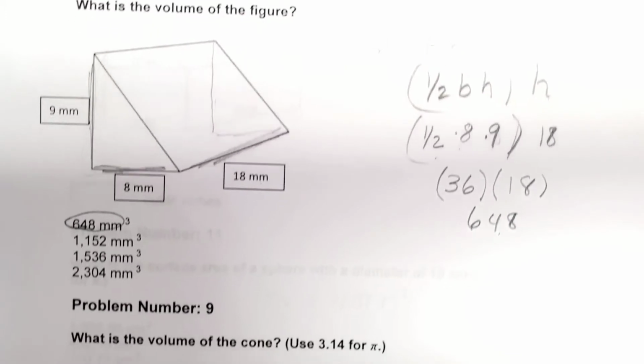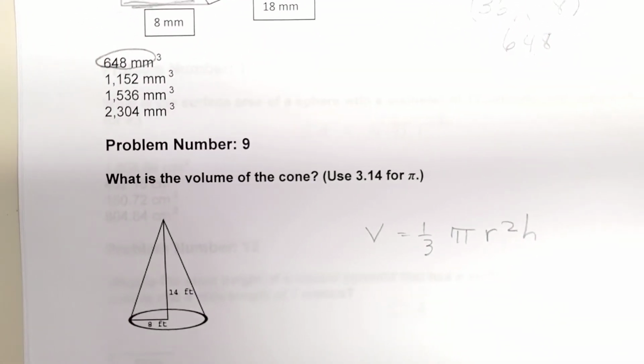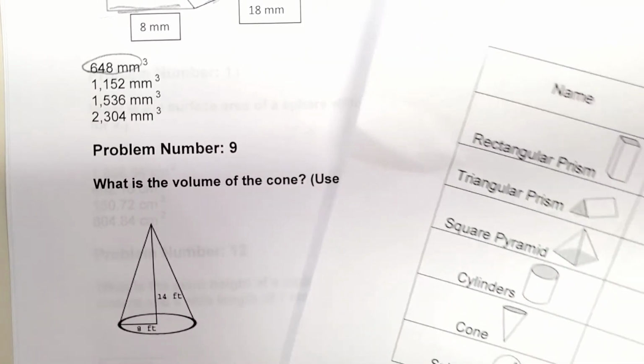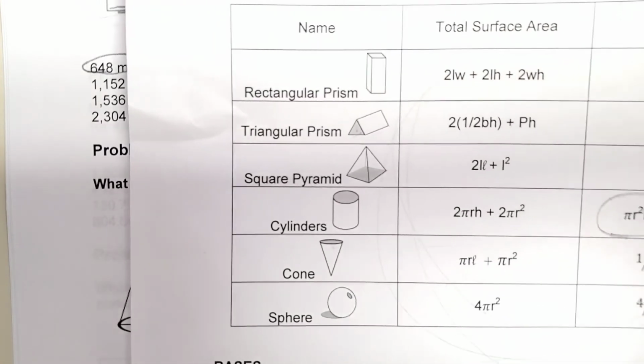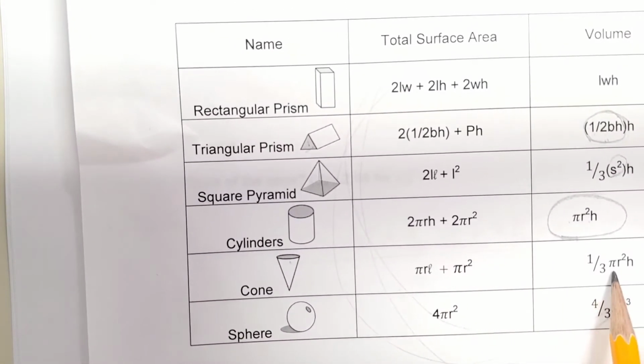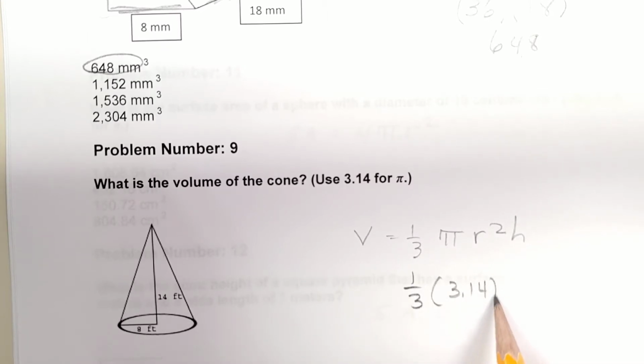Okay? Problem number 9, what is the volume of the cone? And I have a formula written there, but it's also on here. Formula of a cone. Volume is 1/3 pi r squared height. Yes, that matches. Okay, so we go 1/3 times 3.14 times.